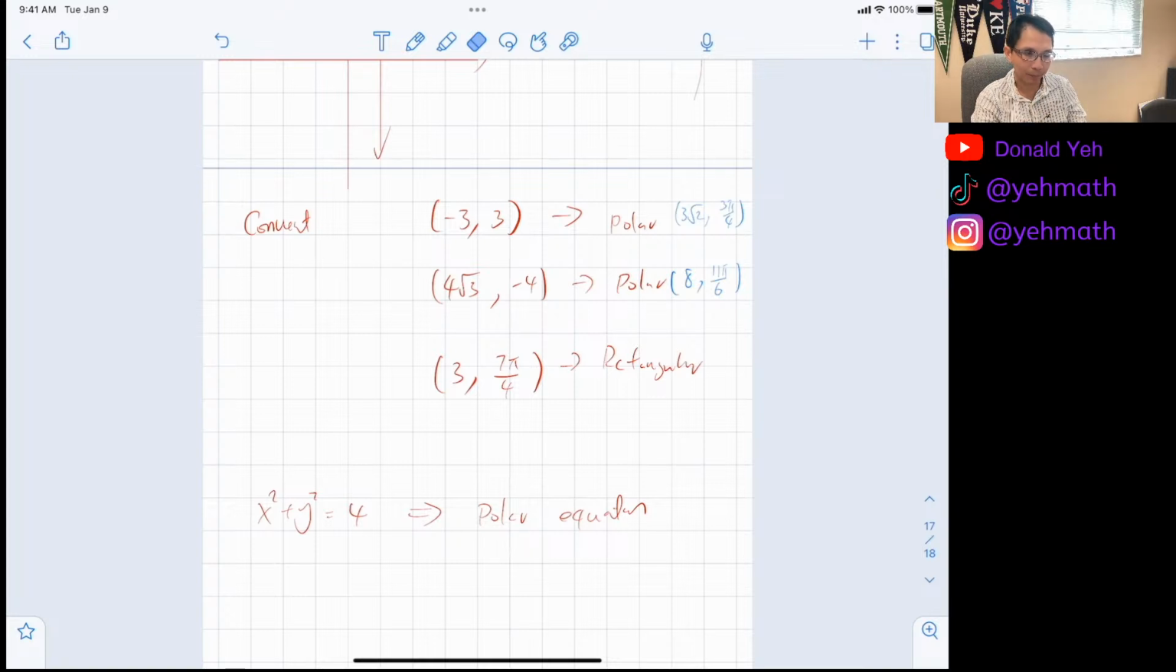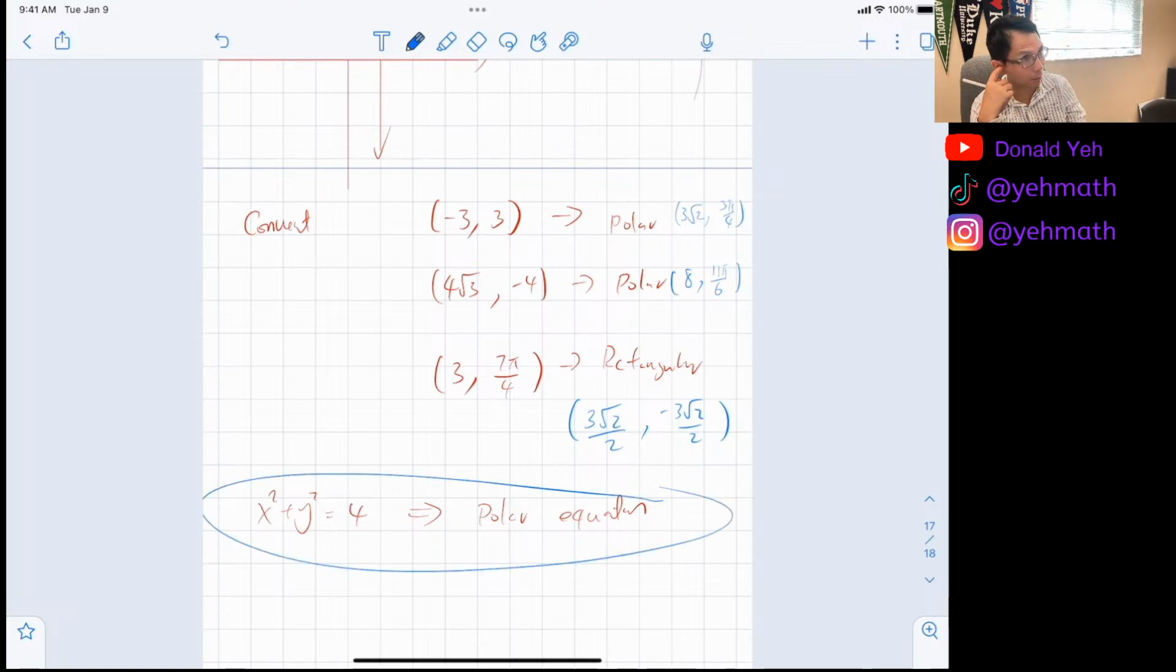Last one's what? 3 root 2 over 2, comma, negative 3 root 2 over 2. 3 root 2, and then it's divided by 2. 3 root 2 over 2, and then the same thing but negative. Negative root 2 over 2? Yep. Okay, yeah, that's fine. You can convert it. That's easy. Okay, now your next obstacle.